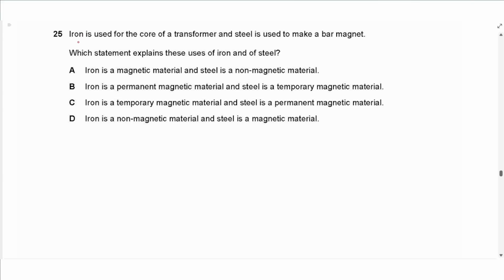Question 25 says iron is used for the core of a transformer and steel is used to make a bar magnet. Which statement explains these uses of iron and steel? Iron is a magnetic material and steel is a non-magnetic material. No, steel is a magnetic material. Iron is a permanent magnetic material. No, iron is a temporary magnetic material. Yes, and steel is a permanent magnetic material. Yes, that means soft and hard magnetic materials. So the answer here is C.